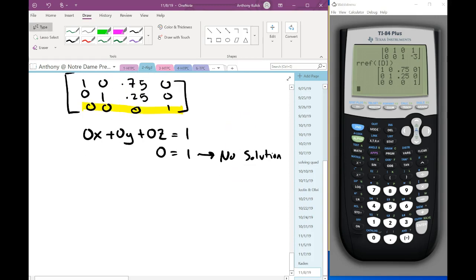Look at how fast we're able to do these using the calculator, though, right? How long did it take to solve one of these systems by hand? It's pretty nice, right?